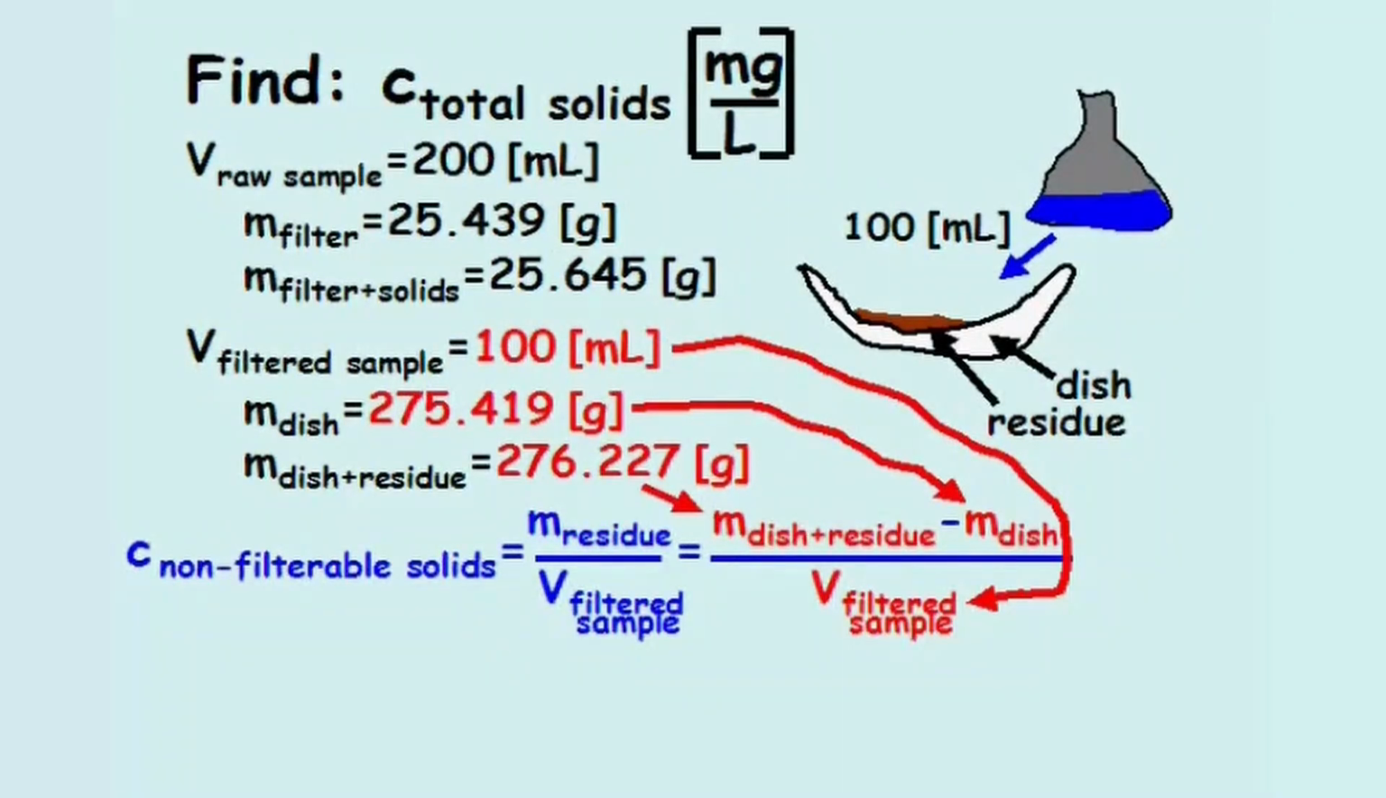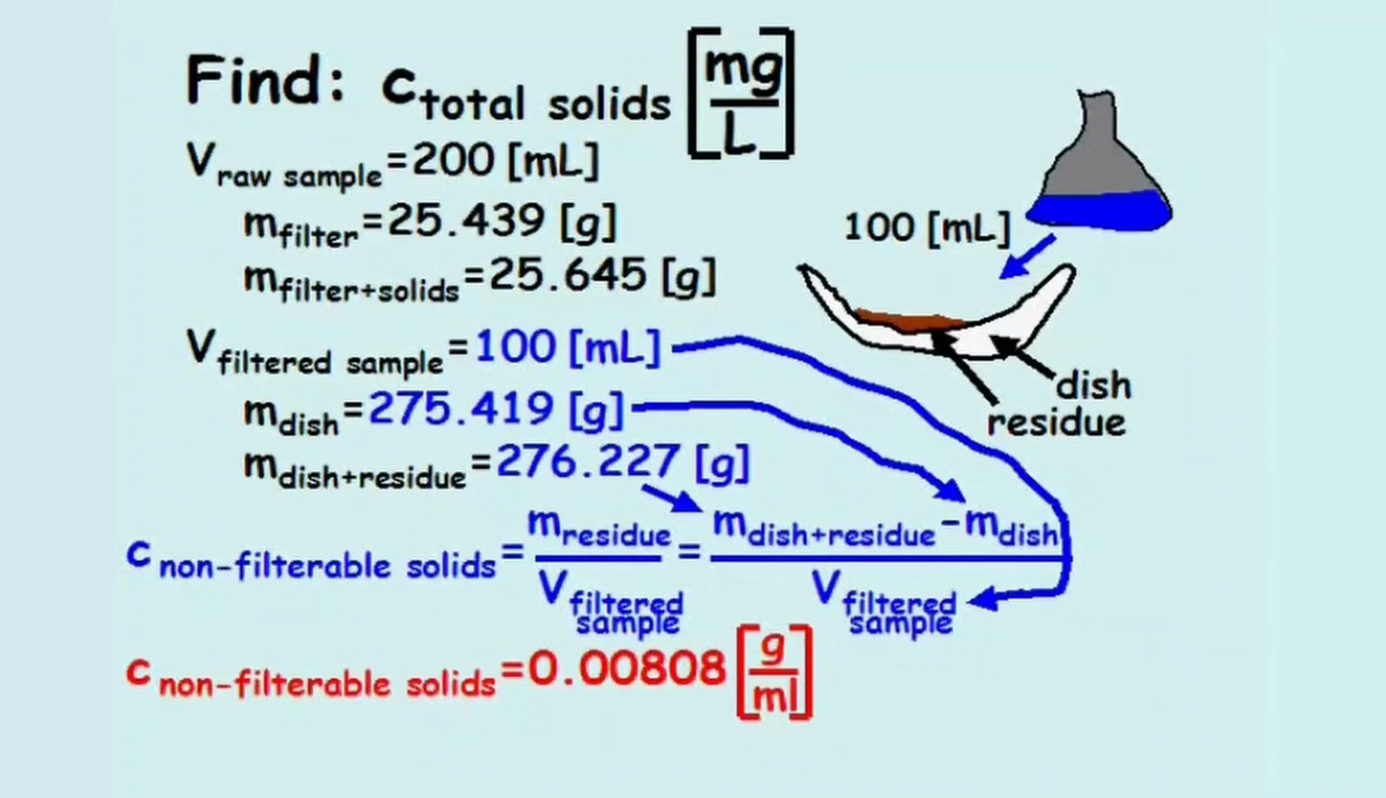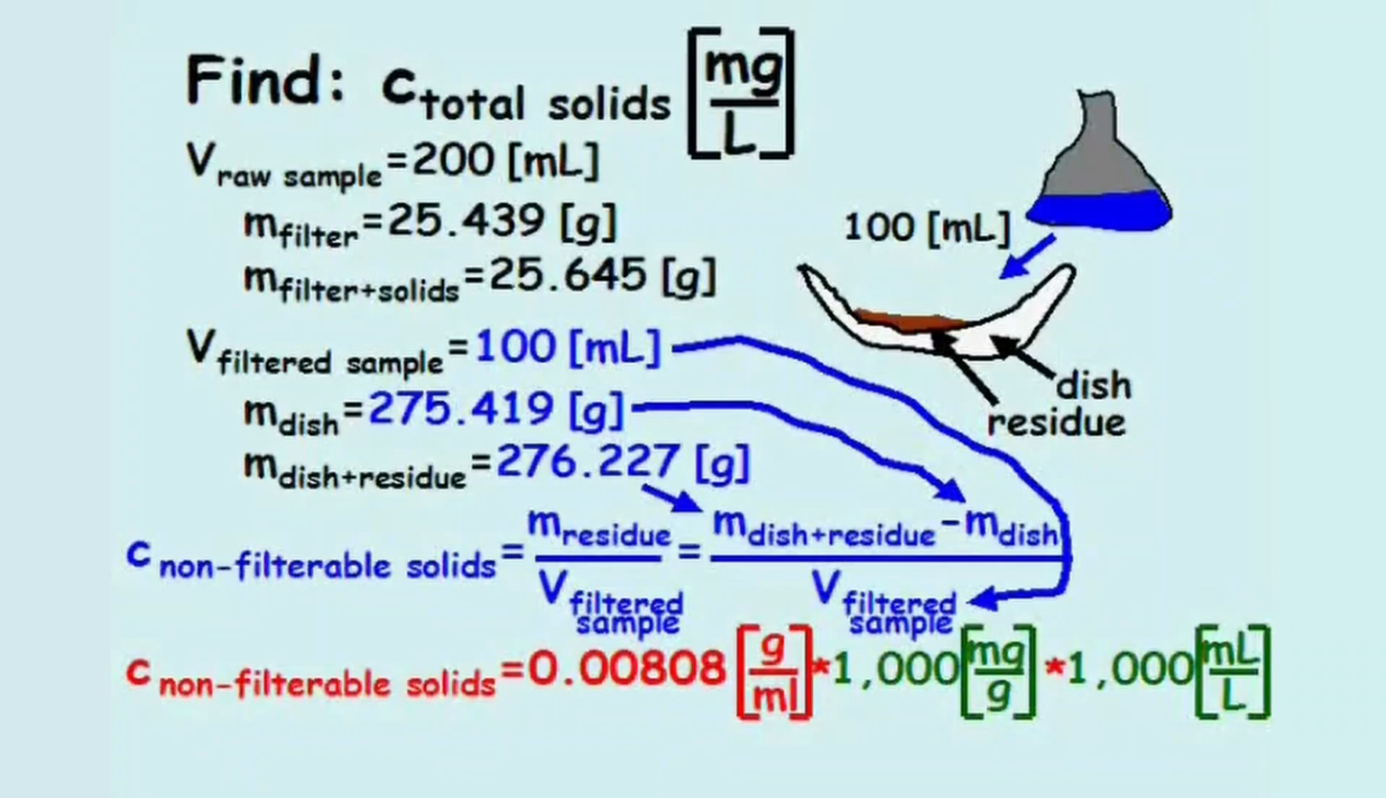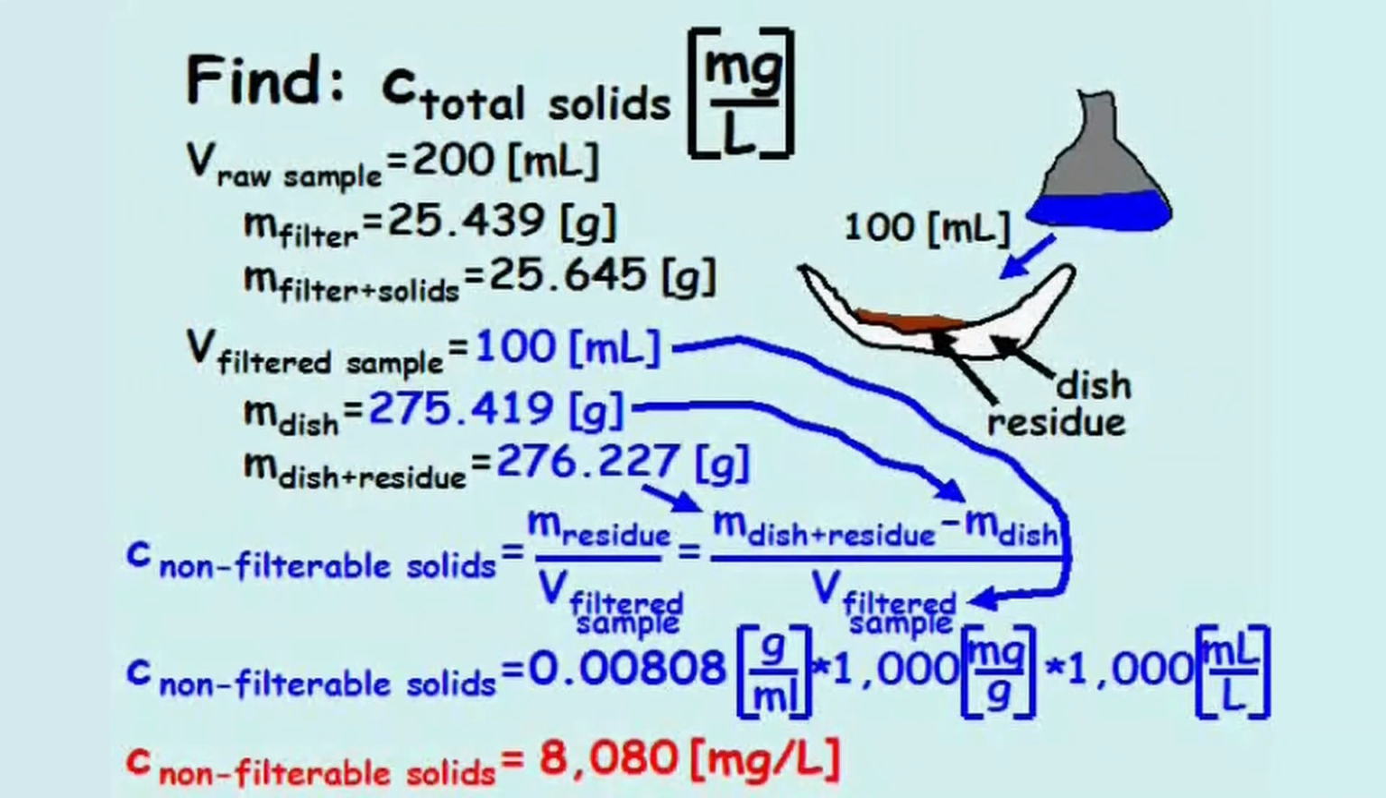Plugging in the masses and volume, the concentration of non-filterable solids equals 0.00808 grams per milliliter. Converting the concentration to the proper units, as we did before, the concentration of non-filterable solids equals 8,080 milligrams per liter.